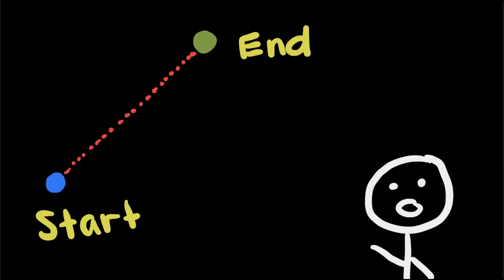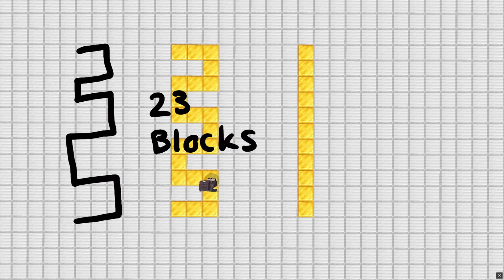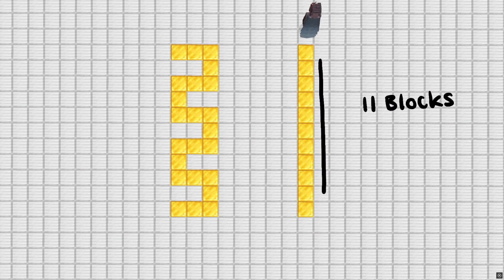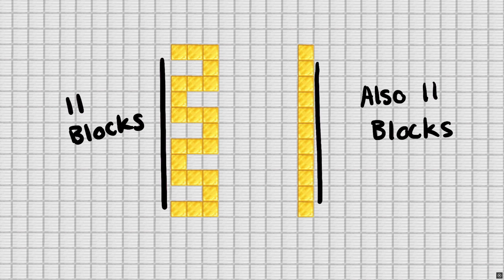Let's visualize this. Here, we see 2 paths marked out by the gold blocks. One is a squiggly path, while the other is a straight line to the end. The path on the left has a longer distance of 23 blocks, while the path on the right has a distance of 11 blocks. Now, let's look at displacement. In this situation, we have the same displacement of 11 blocks because we will only look at the start and the end. The displacement between our start and end points on both paths is 11 blocks, so they have the same displacement.